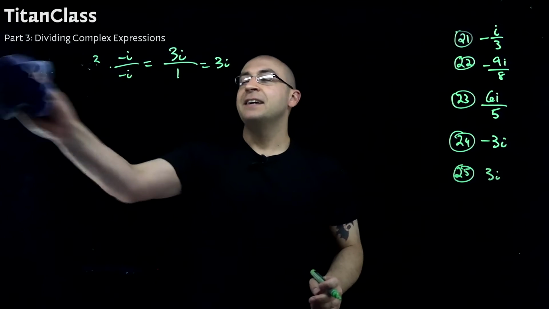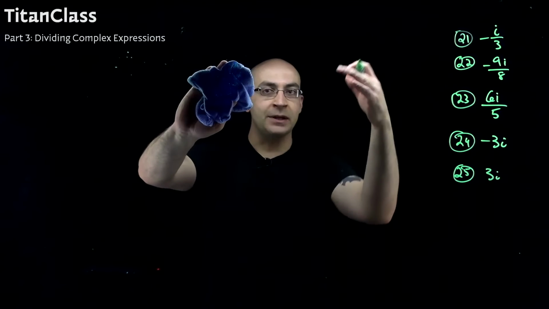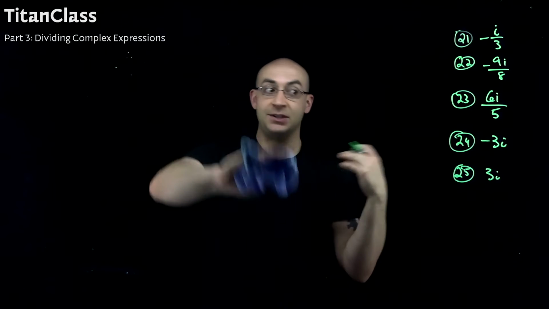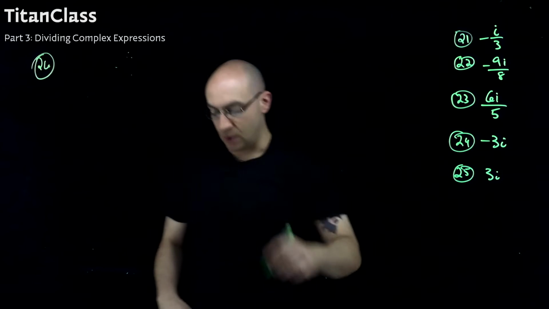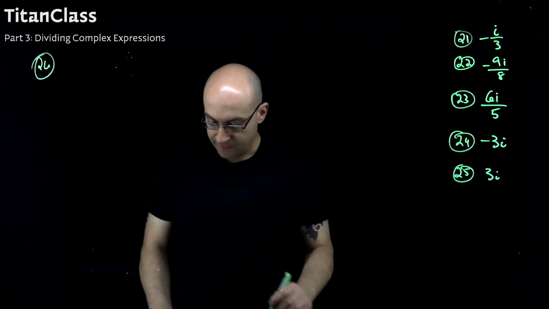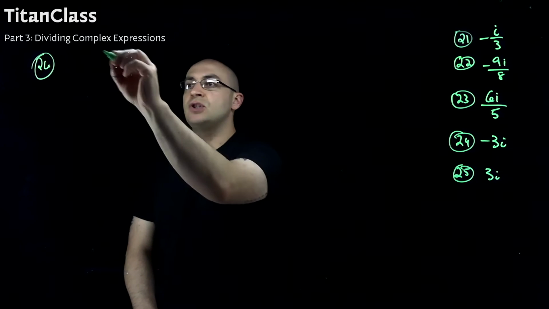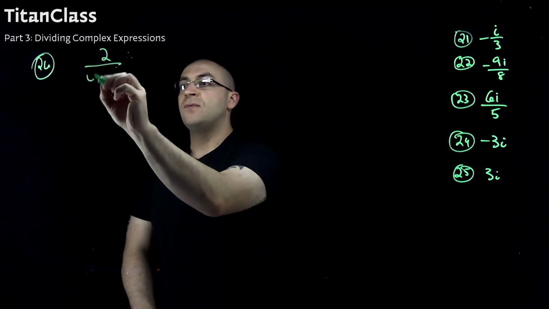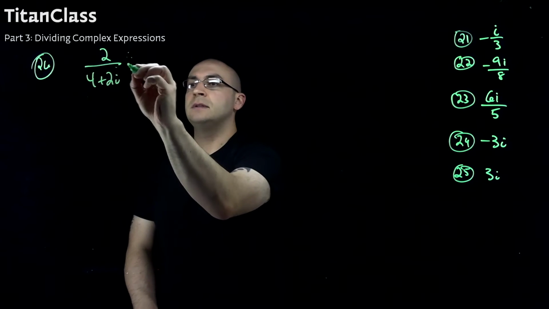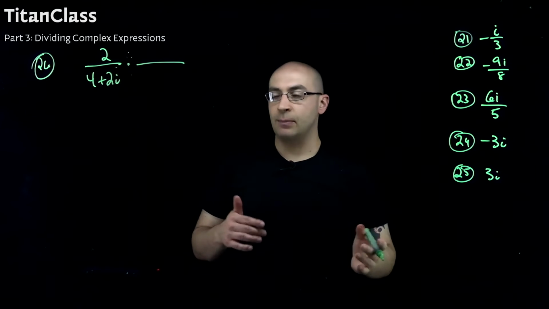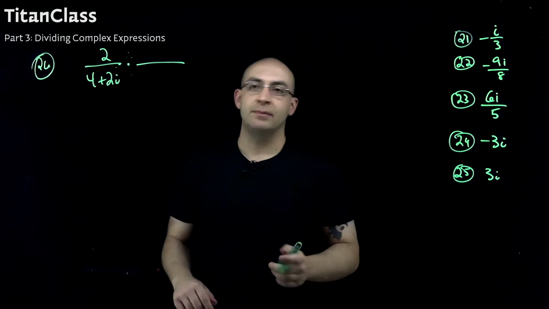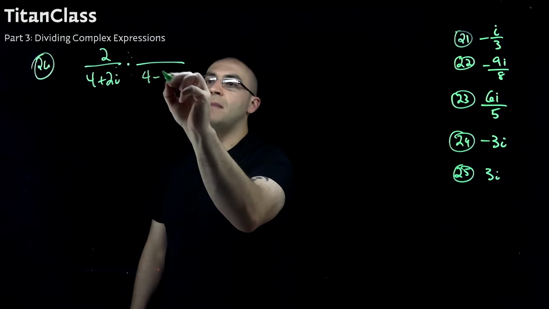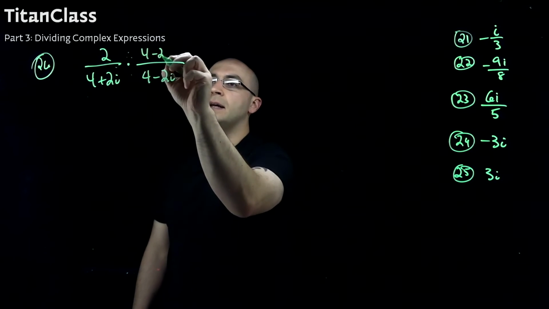Okay. All right. Now that wraps up the monomial, which is one term, over a monomial, which is, again, another term. So number 26 starts the process of monomials over binomials. So let's go ahead and start those. Number 26 is 2 over 4 plus 2i. Now, this is really the true complex conjugates. I am just switching the sign in the middle to multiply by top and bottom. So this is going to be 4 minus 2i and 4 minus 2i.